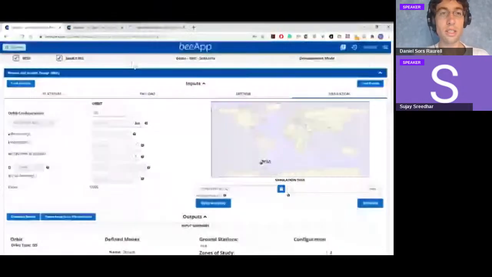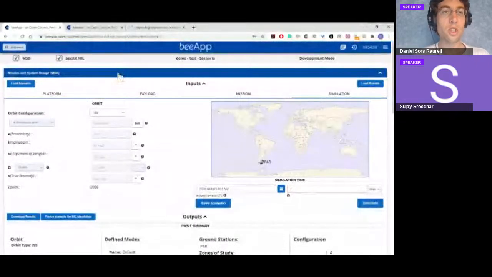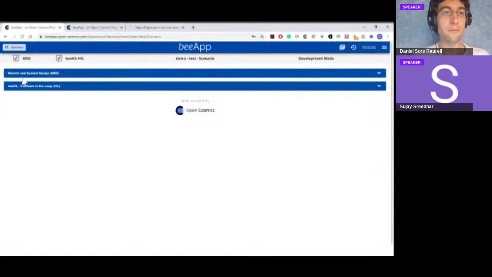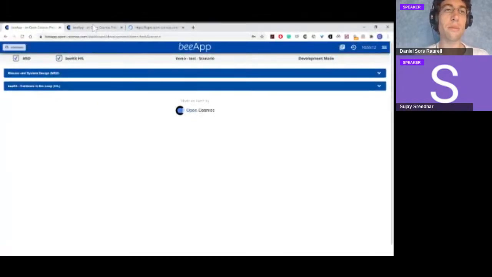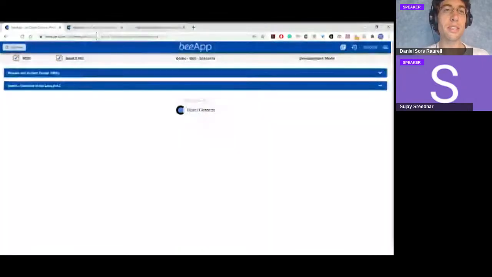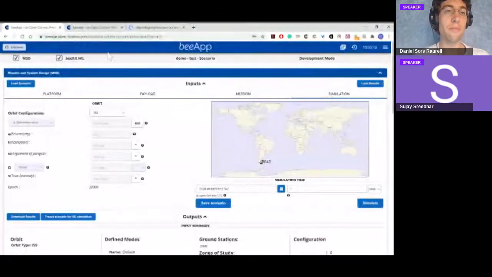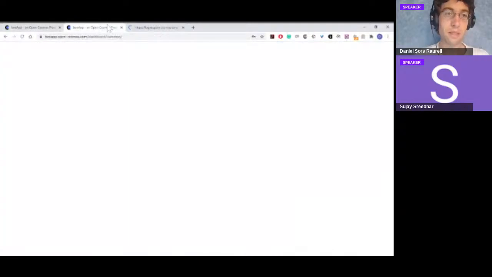Okay, it looks like okay. There we go. So you should be able to access two modules: the MSD, the Mission System Design, and the Hardware in the Loop module. These are the two main ones that we're going to mention today, especially the MSD module, the first one that you see here.